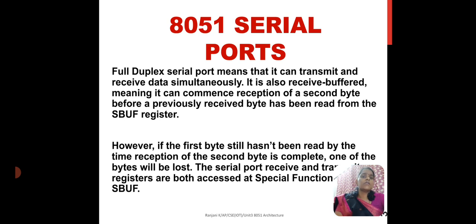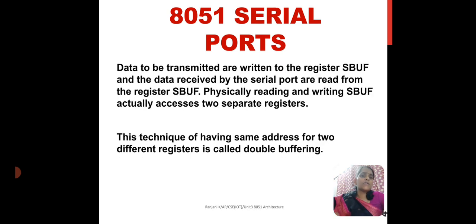However, if the first byte still has not been read by the time reception of the second byte is complete, one of the bytes will be lost. So in the 8051 serial port, the data to be transmitted is written to the register SBUF, and the data received by the serial port is read from the register SBUF. This technique of having the same address for 2 different registers is said to be double buffering.